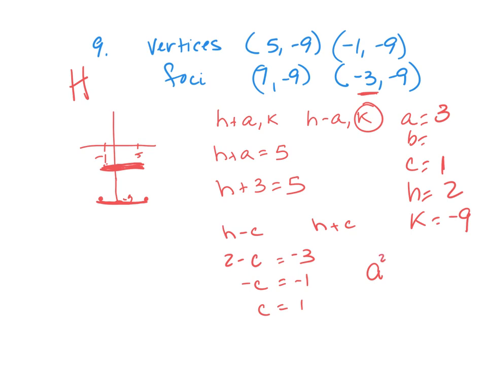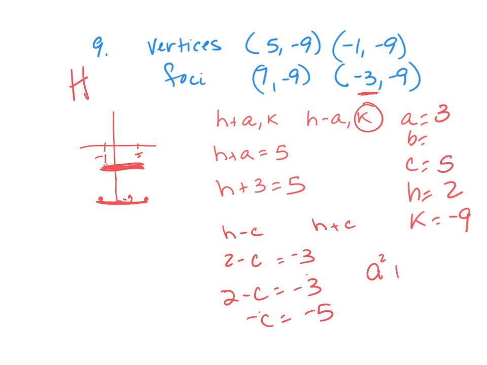Oh, yeah, it's -5. This is not -1. So negative c, 2 minus c equals -3. Subtract 2, negative c equals -5. So c equals 5, not 1. I did that wrong, sorry.